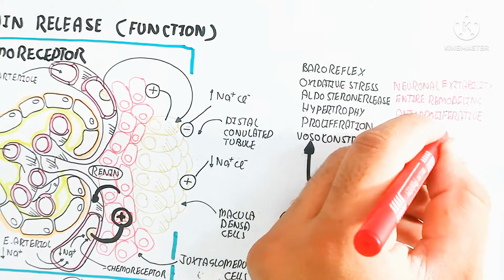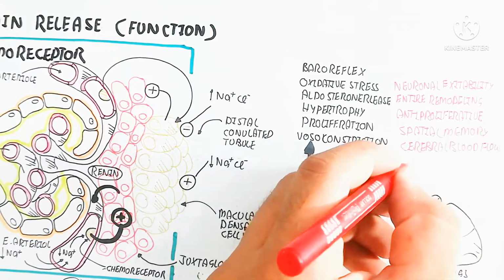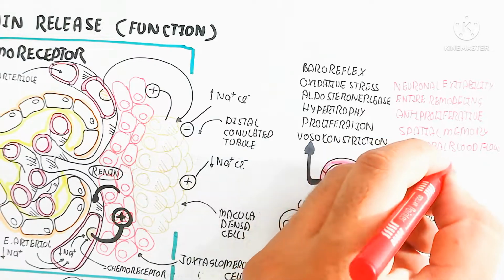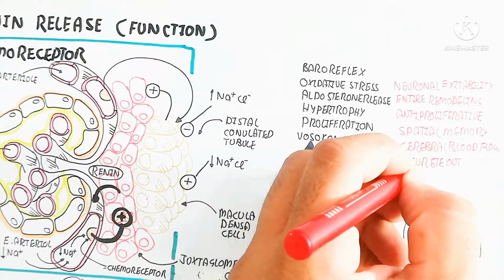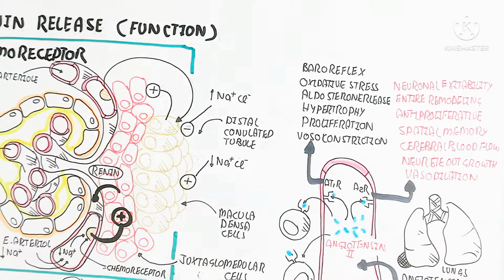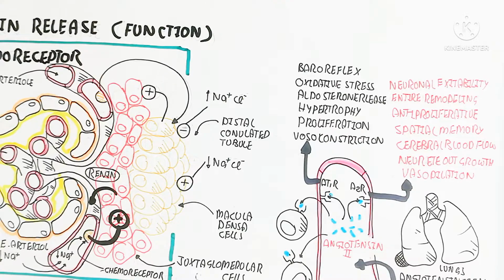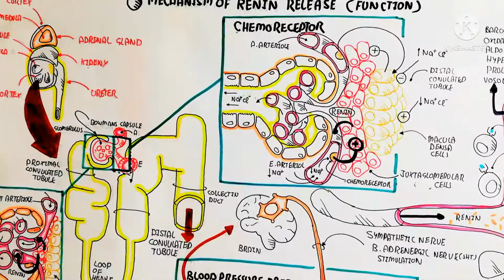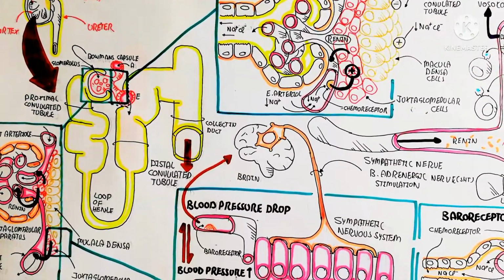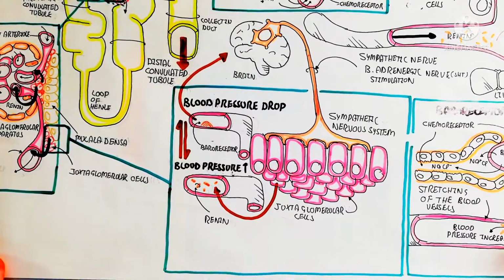While the angiotensin 2 receptor stimulates neuronal excitability, anti-remodeling, anti-proliferative effects, spatial memory, cerebral blood flow, neuritic outgrowth, and vasodilation. So vasodilation is through the A2R receptor and the AT1 receptor causes vasoconstriction.